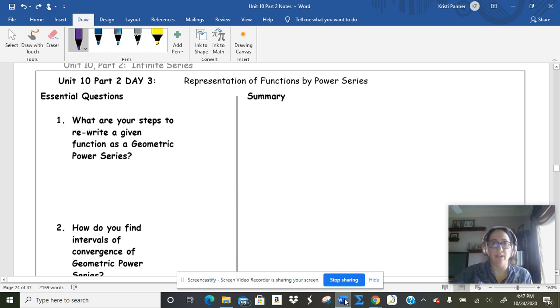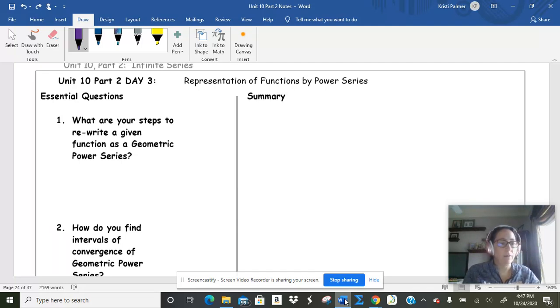All right, day 3, you guys. This is nice. This is just going to be a one-parter. So day 3 is really going to talk a lot about the geometric power series, which we've discussed and we've seen, but we're really just going to focus more intently on it today.